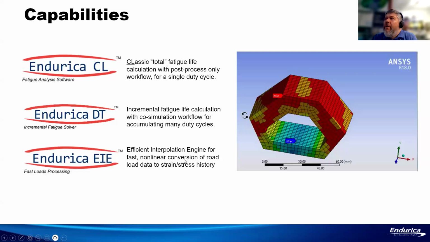Back to this idea of completeness. So we provide, in this case, 3 different software tools that have very different workflows, but each of these is aimed at certain types of problems, and together they give you a toolbox that can address just about any fatigue problem that you're going to encounter. Again, the CL workflow is for a well-defined use case that you're going to repeat. You can do a safe life analysis.